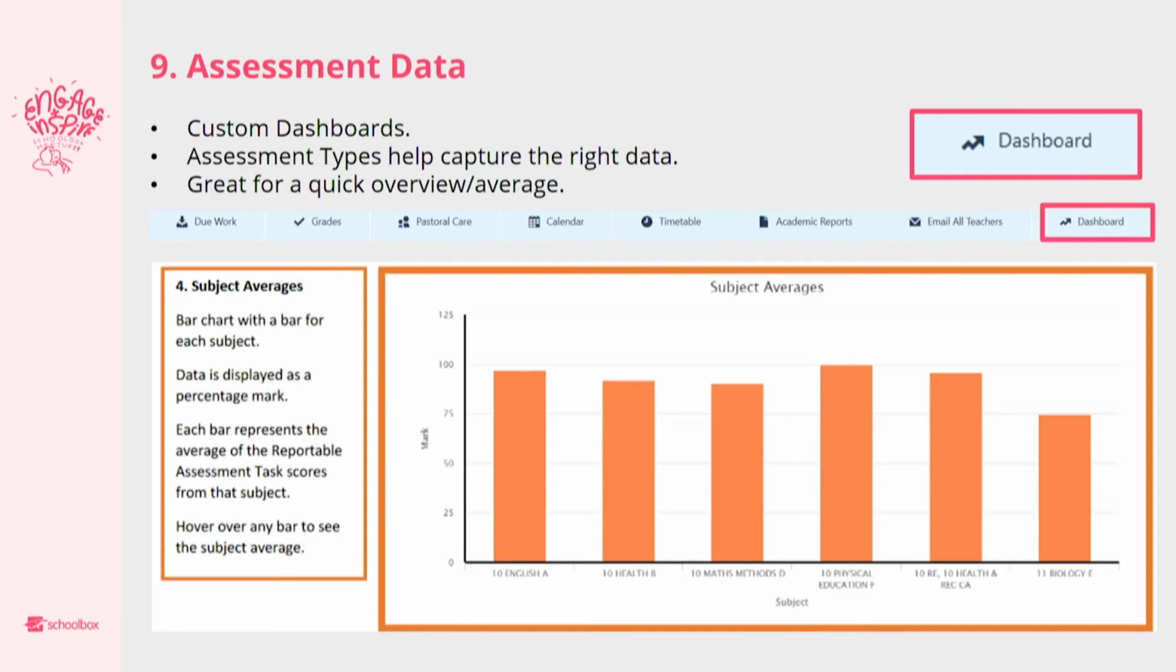So this is nice in that you can see a Year 10 student's subject averages, and they're actually doing Year 11 biology down the end, and so that one's got slightly lower scores for their accelerated subject.